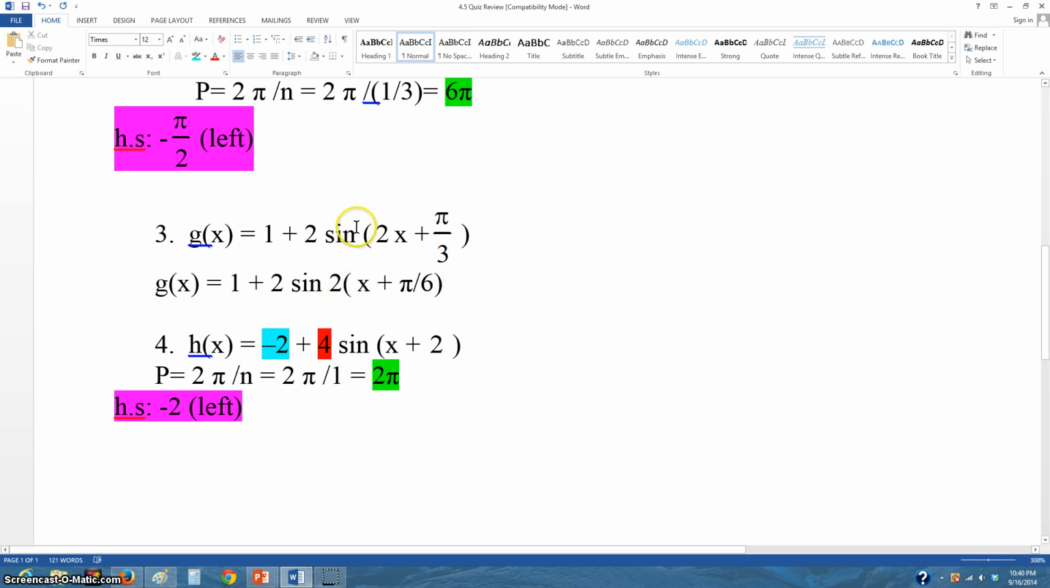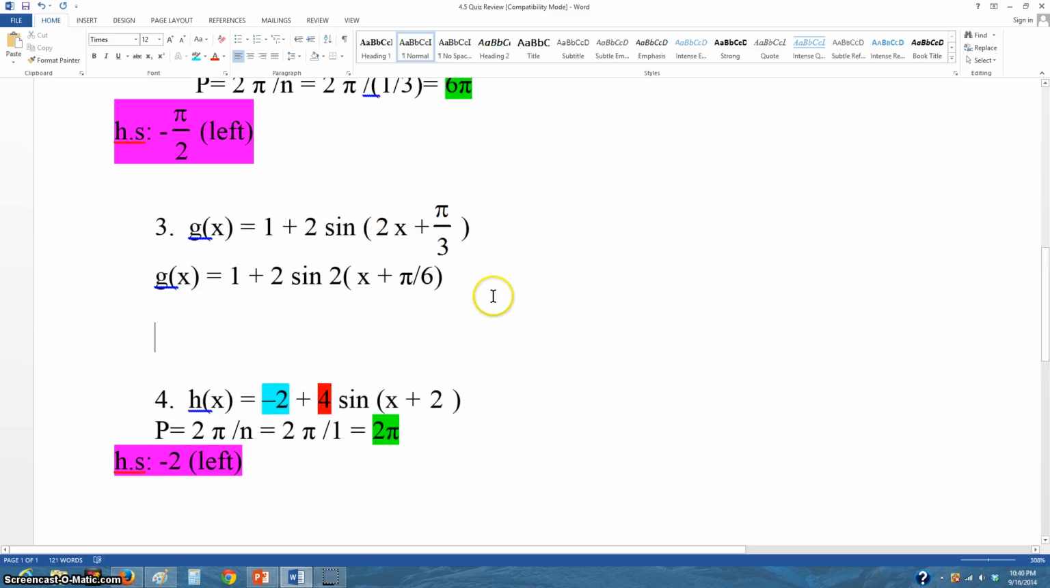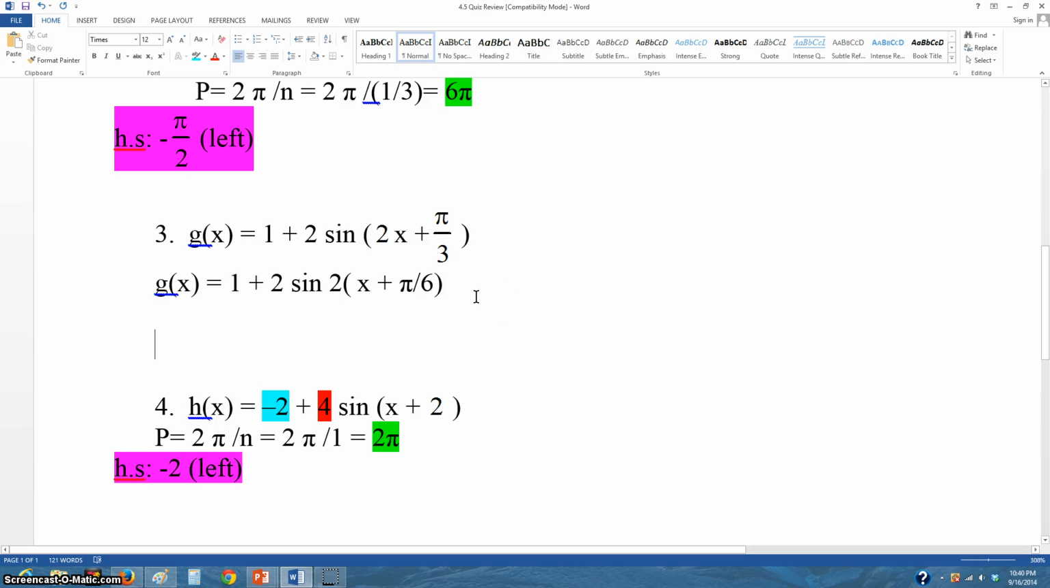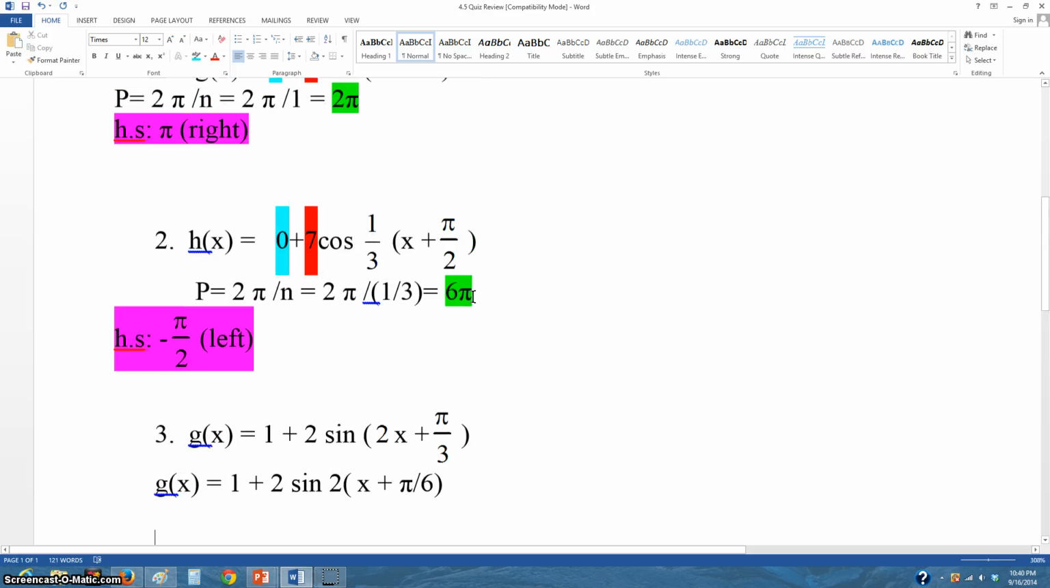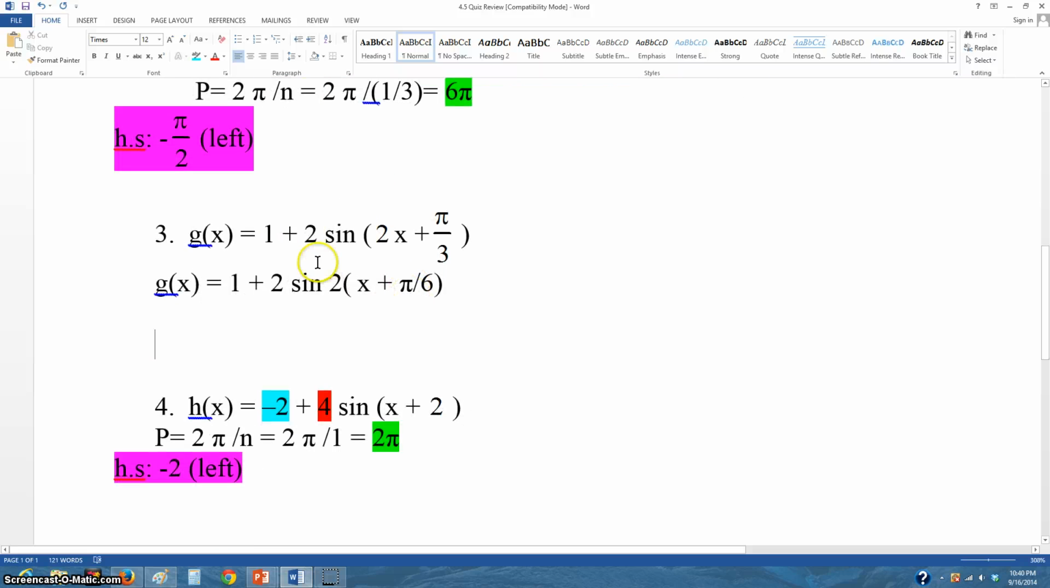Now if you want to make sure, multiply back out: 2 times x gives me 2x. And then 2 times pi over 6, 2 goes into 2 one time, 6 goes into 2 three times, so you're left with pi over 3. At this point, I can begin and figure out my easy stuff first. So let's do the amplitude. Amplitude is always in front of your trig. In front of my trig is 2, so that is my amplitude, and that will be color-coded red.